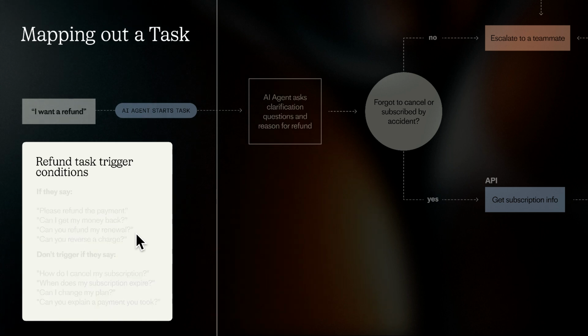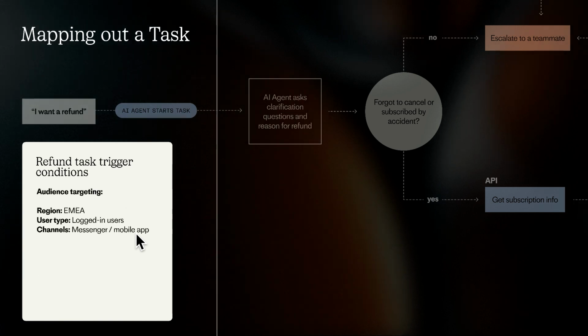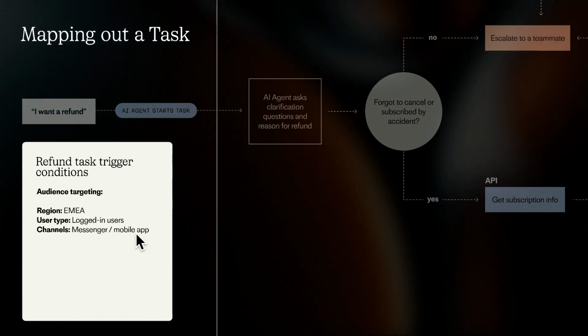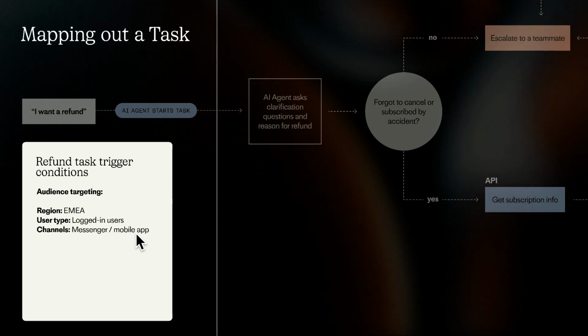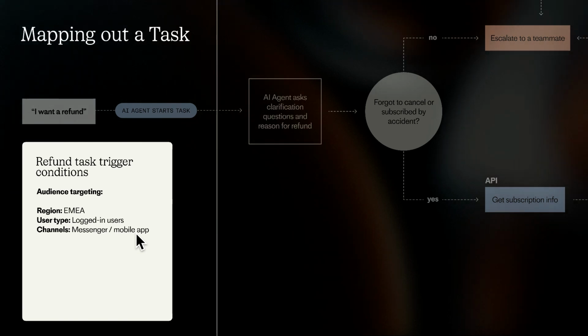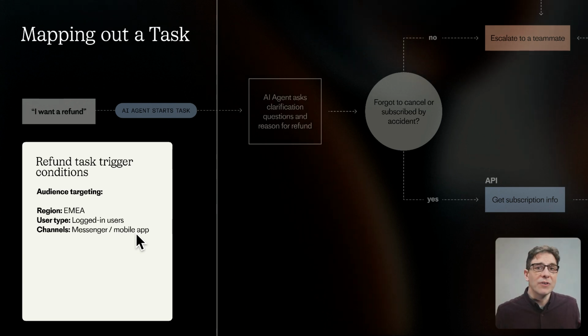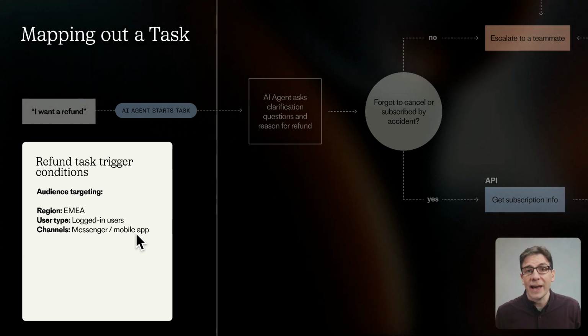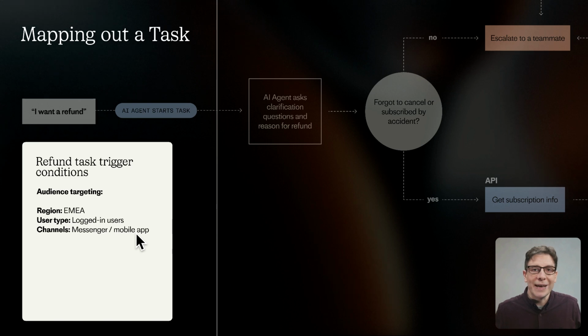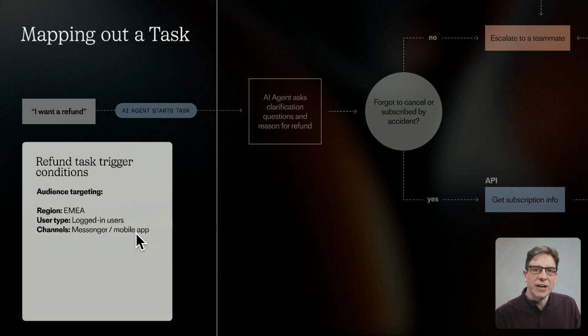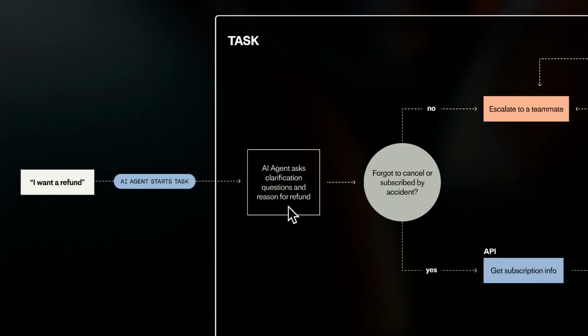On top of that, we've added audience targeting. And for now, we're keeping this quite simple. We're only going to include customers in one region who are logged in and who are contacting us through the web messenger or mobile app. This way, we can be really confident about identity verification, and later on, we can maybe expand to other regions and other channels. So, the customer has met the conditions and the task is triggered.